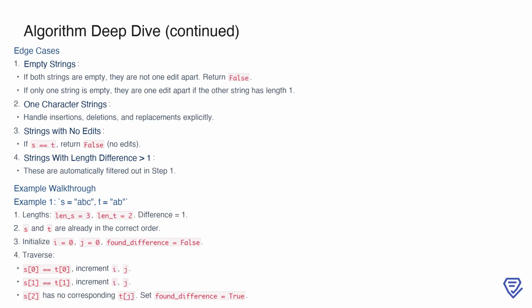Finally, for strings where the length difference is greater than 1, we can immediately conclude that they are not one edit apart, as this case was already filtered out in the first step of our algorithm. These edge cases ensure that our solution is robust and handles all possible inputs correctly.